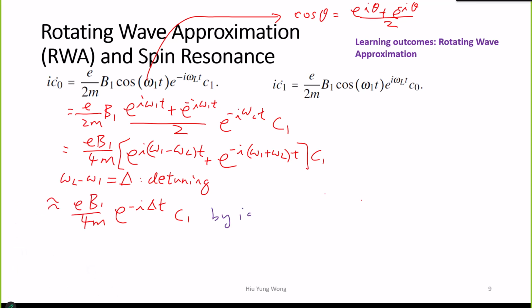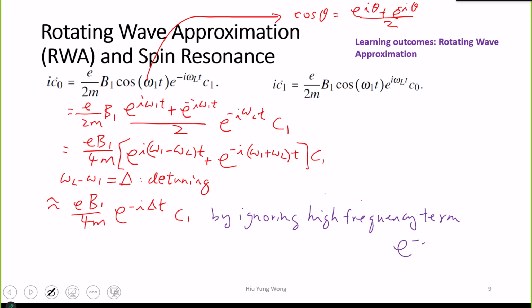By ignoring the high frequency term e to the power negative i(omega 1 plus omega L)t, because they all have high frequency. Here omega 1 plus omega L is much larger than omega L minus omega 1, right? The sum is much larger than the difference.